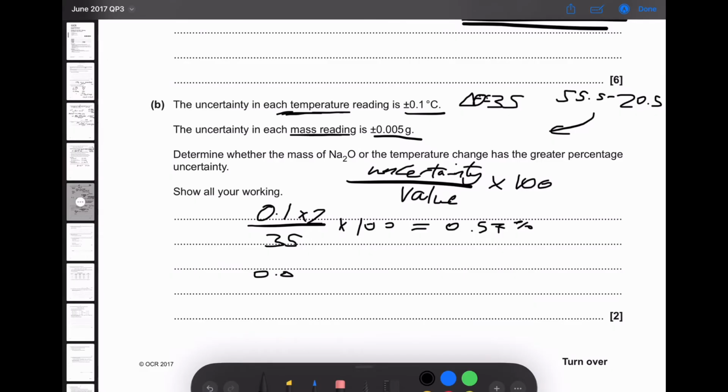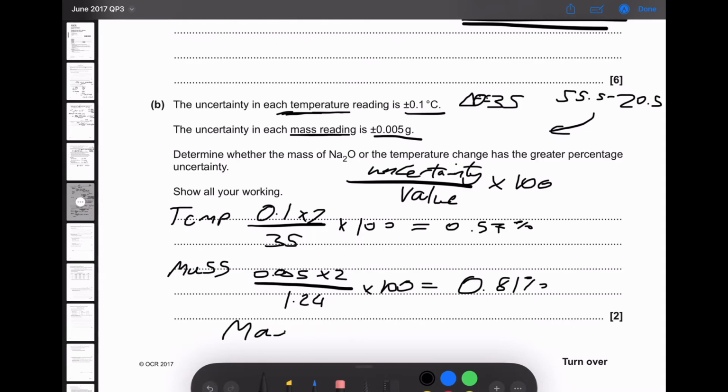So we're going to do the same again. 0.005, be careful with those decimal places, times by 2 over our mass reading, which was 1.24, times 100, which gives us 0.8, rounding to 1%. So which is bigger? Just write this in: temperature, mass. So mass has the greatest percentage uncertainty.